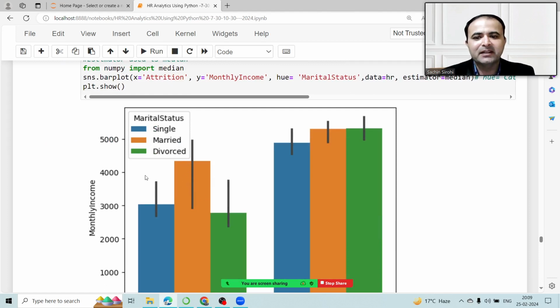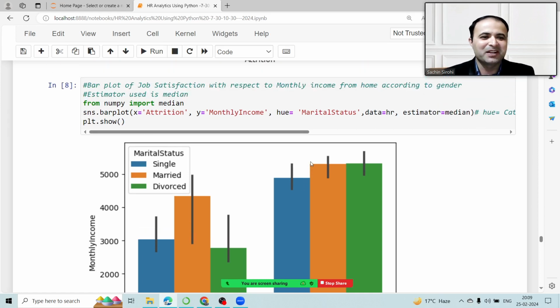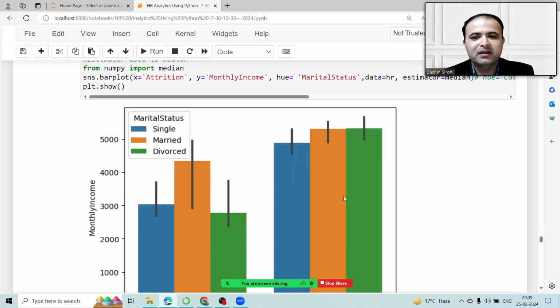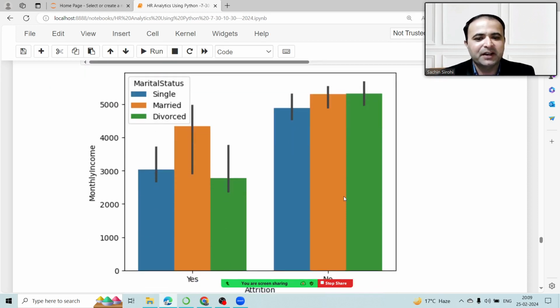So those who are married have a high salary, but still resign. The attrition is high. Married and divorced incomes are high, but single income is low, because there are no expenses, I think. But it's not really a right thing. Actually, I'm just joking. So, with attrition, monthly income, and marital status, you can perform this kind of analysis.